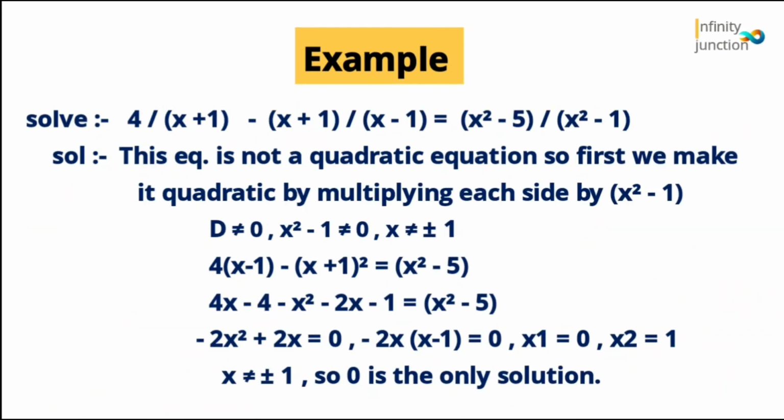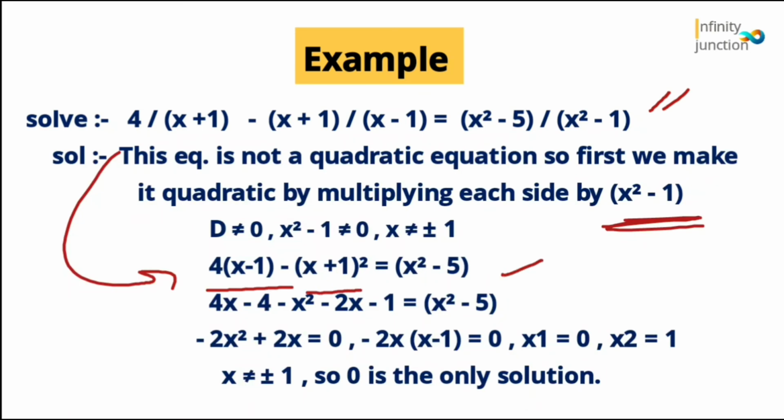Now here is another example: 4 by x plus 1 minus x plus 1 by x minus 1 equals x square minus 5 divided by x square minus 1. Now this is not in quadratic form, so first you have to make it quadratic. You can make it quadratic by multiplying each side by x square minus 1. Then the equation becomes 4 times x minus 1 minus x plus 1 whole square equals x square minus 5.